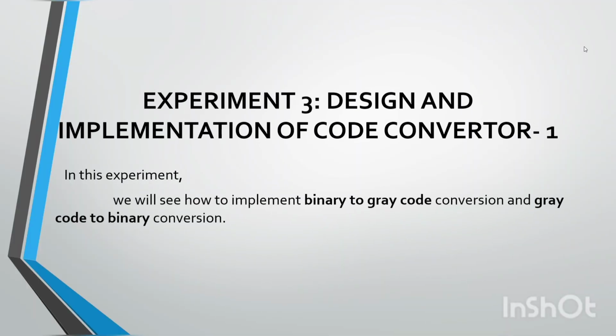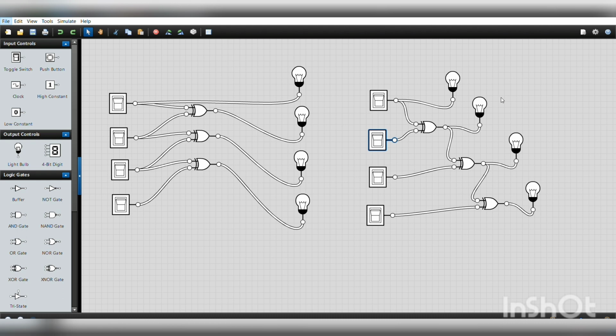Now we are going to see experiment 3, that is the design and implementation of the code converter 1. In this experiment we will see how to implement the binary to gray code conversion and the gray code to binary conversion. The first circuit depicts the binary to gray code conversion and your second circuit represents the gray code to binary conversion. So let's see the binary to gray code conversion first.